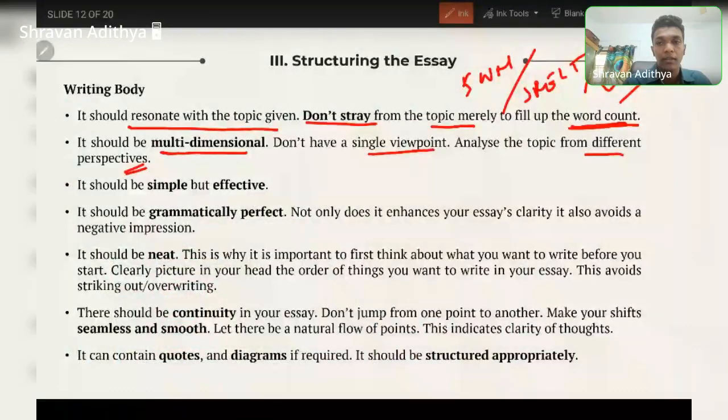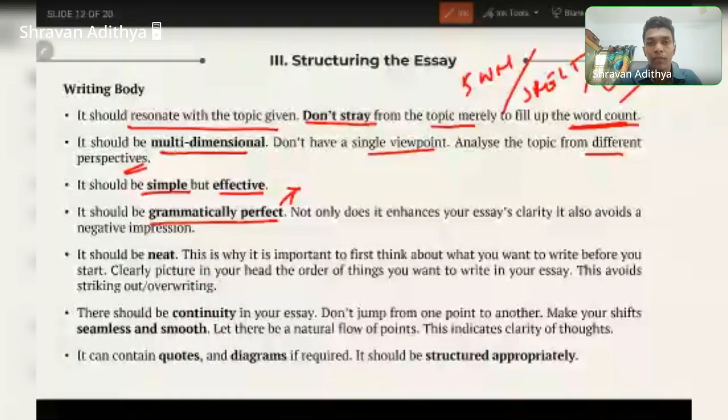It should be simple and effective. It should be grammatically perfect, and there should also be clarity in what you are talking about. If it is not grammatically perfect, the examiner will not like it. You need not use the best of language or the toughest of vocabulary. You are not expected to have a queen's language. You are expected to just make your point and make it understandable to the other person. That is the minimum expected of you. So having simple, grammatically perfect, effective sentences is good. Go for it. And it should also be neat.